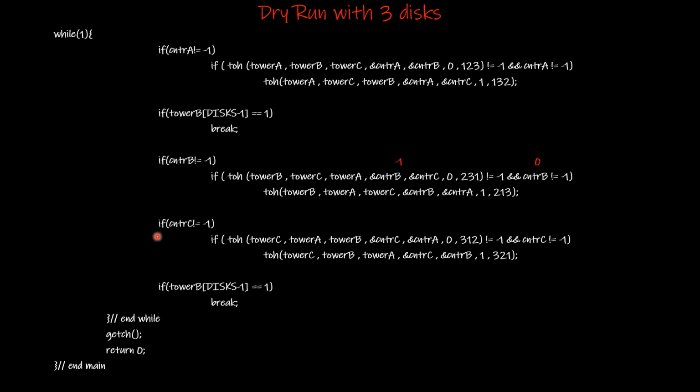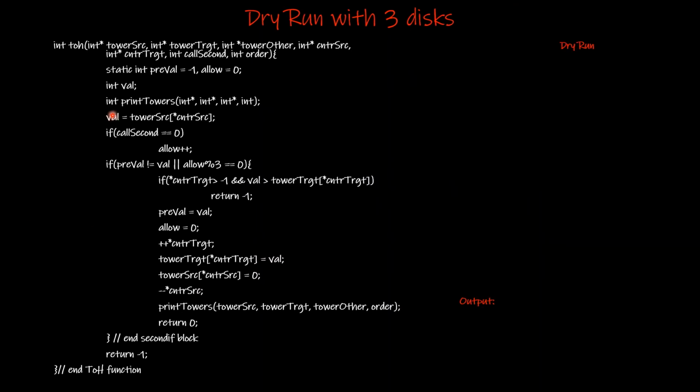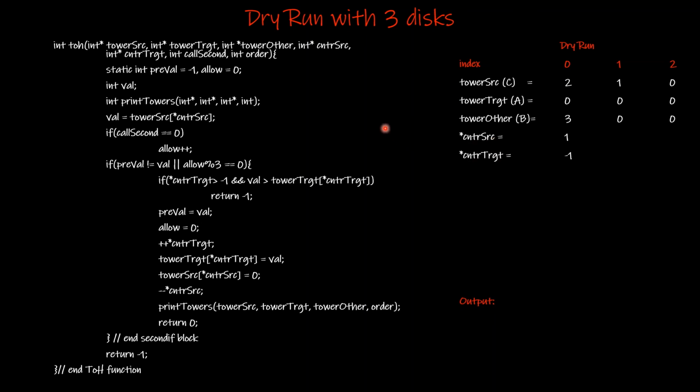Here we have tower C as source and tower A as target. This statement is executed, and the function 2h is called with these particular values. Back to the 2h function, parameters are again created. These are our values. Source is C, target is A. These are the values for C and for target tower A. Other is B. Counter source is set to 1. Counter target is set to -1.